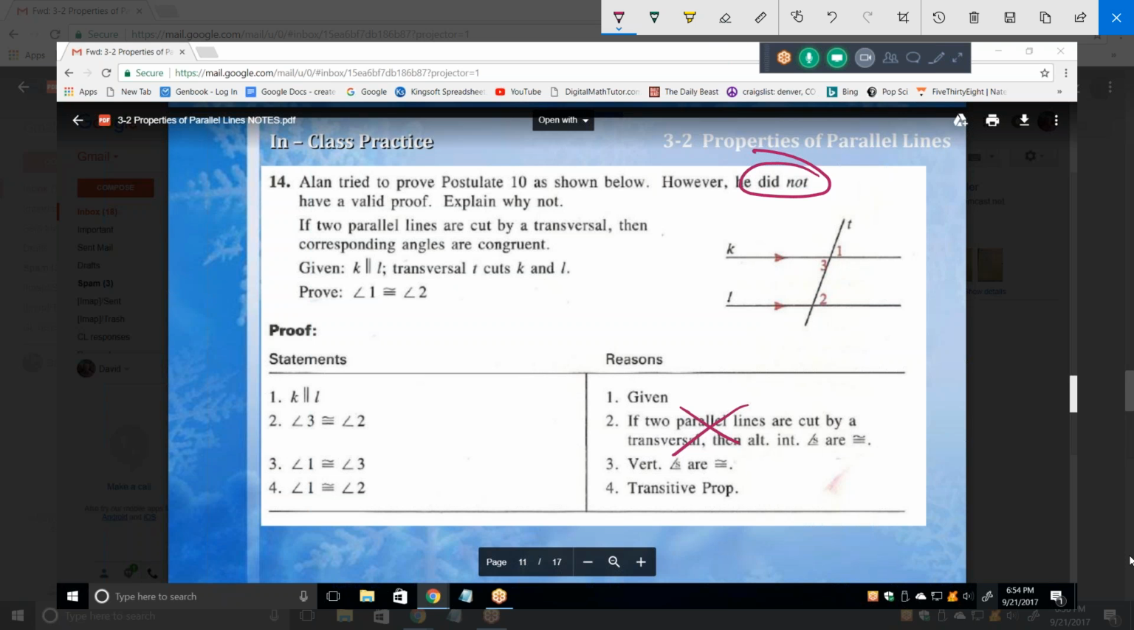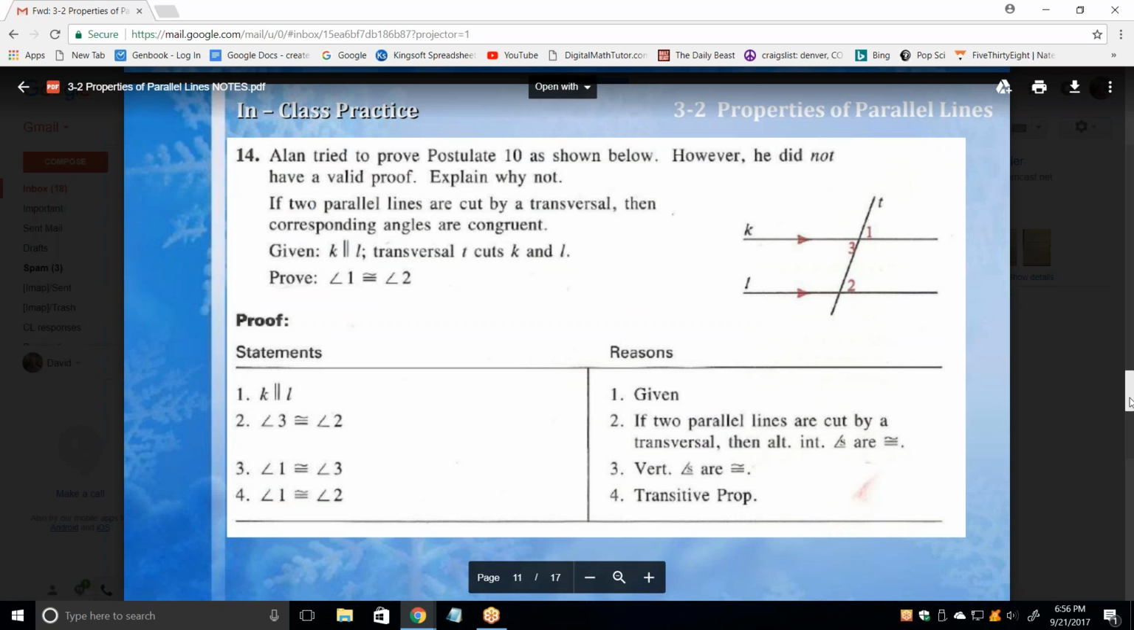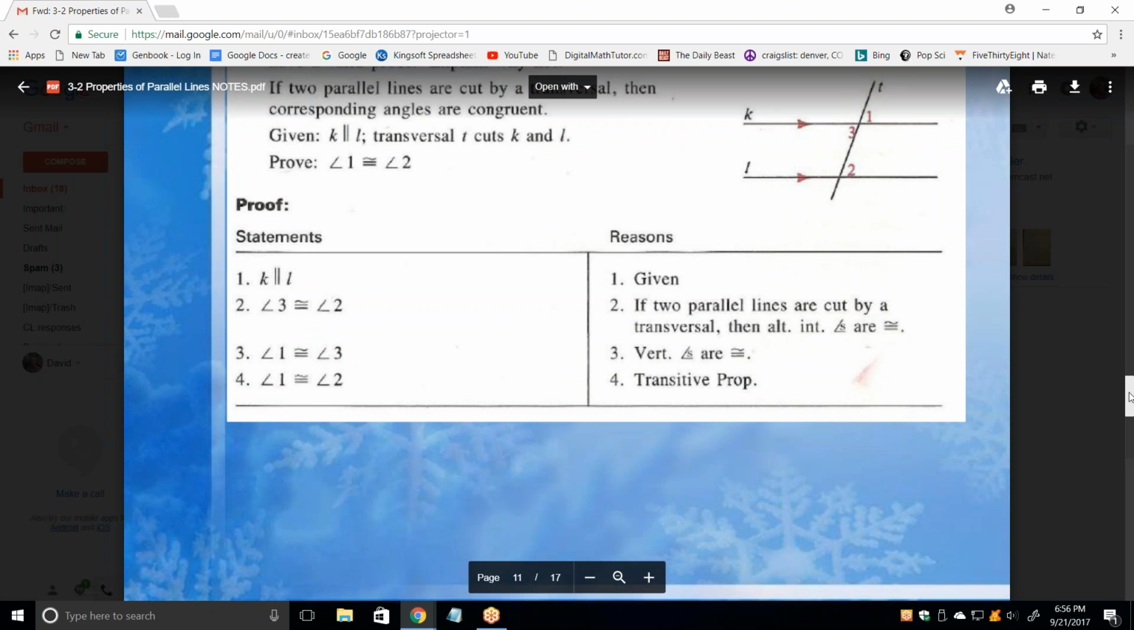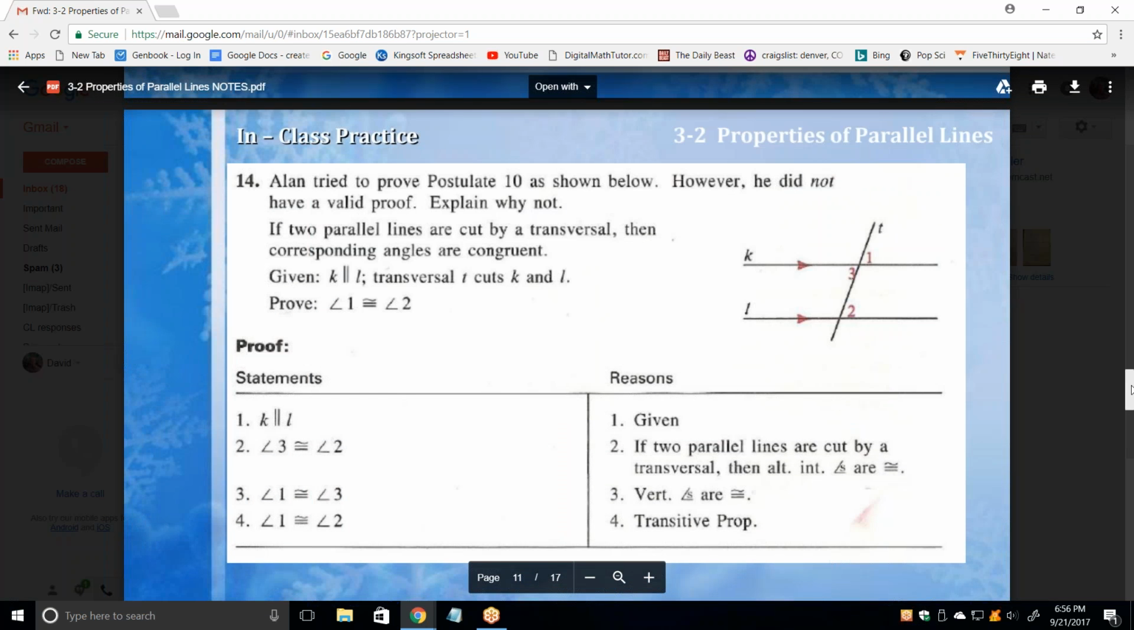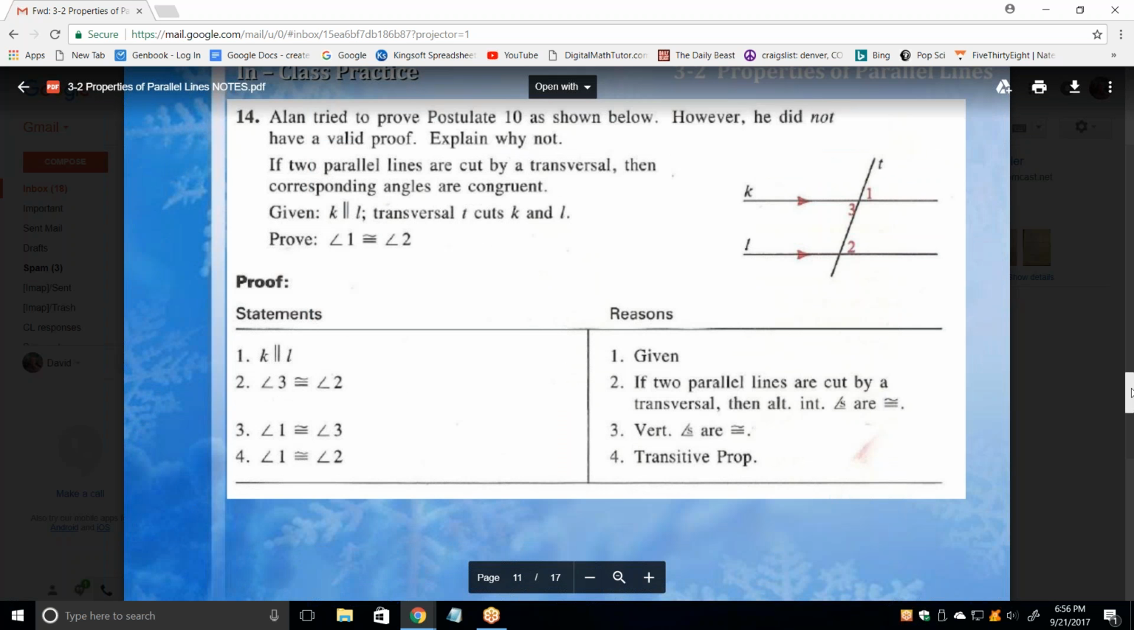Let's see, what else do we have here? I guess that's as far as we need to go. It didn't actually say present a valid proof, right? Just explain why his proof was not valid, because you can't use that theorem yet. I guess, if we look at the document, the postulate's first and the other three are after that, so I'm assuming that we know postulate 10. We had to know postulate 10 in order to prove theorem 3.2. So I'm assuming postulate 10 came first and then theorem 3.2, 3.3, and 3.4.